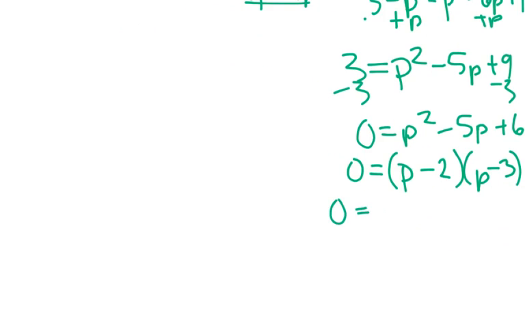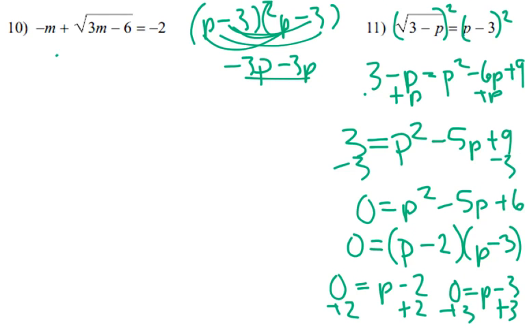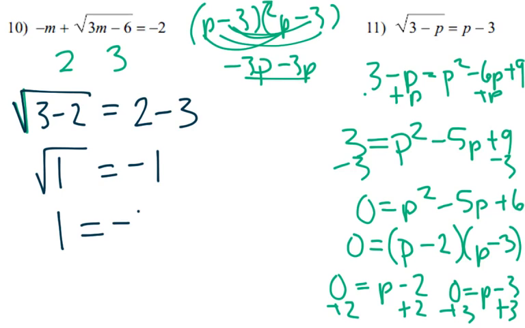So, we know p minus 2 is equal to 0, so add 2. Positive 2 equals p. We know that 0 is equal to p minus 3, so we add 3. So we get a 3 for p. So we can check 2 and 3 for our answers. So take our equation, and let's do this in a different color. 3 minus 2 equals 2 minus 3. Okay, because we don't need those squares, right? 3 minus 2 is 1. Square root of 1 is 1. 2 minus 3 is negative 1. Is 1 equal to negative 1? No, that's not an answer.